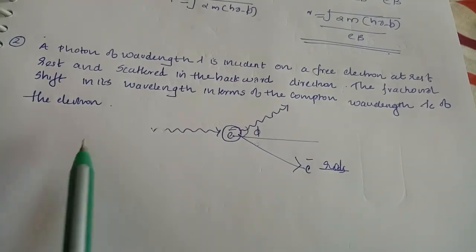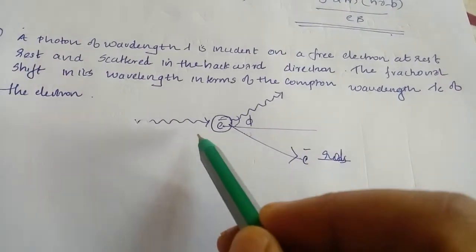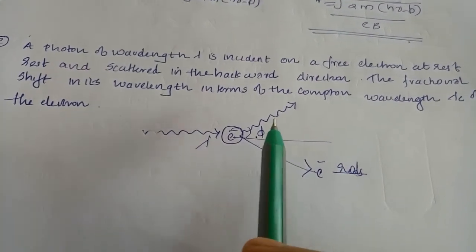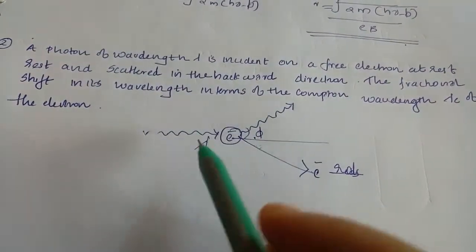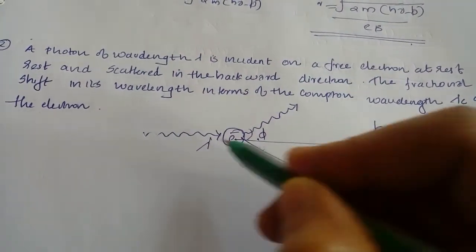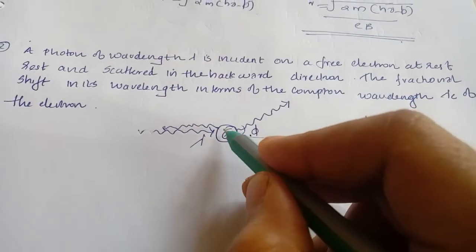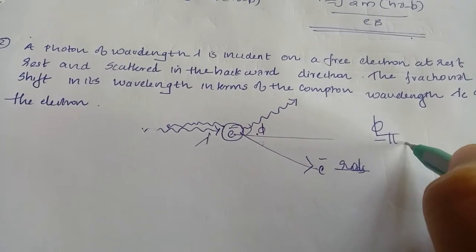So here in this question, a similar condition: a photon of wavelength lambda is incident on a free electron at rest, and the photon is scattered in a backward direction. Backward direction means the photon comes back like this, so phi should be pi. The scattering angle is pi.